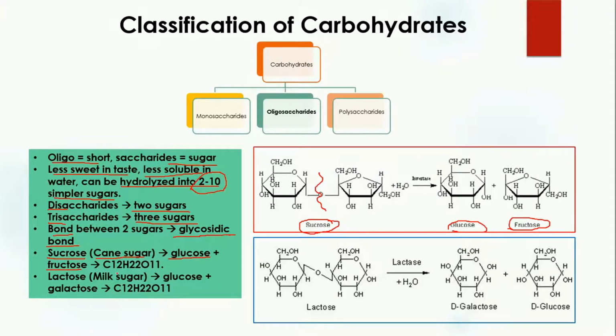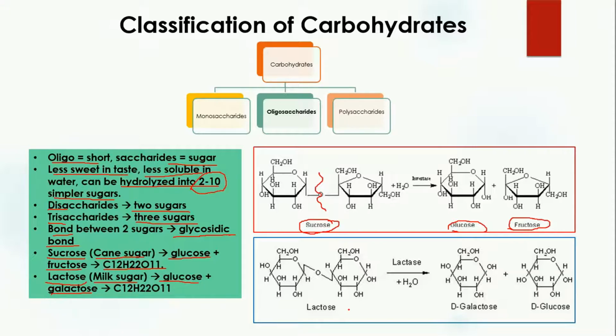The formula of sucrose is C12H22O11, and the normal sugar which you use in your home is sucrose, or the table sugar. Another example of oligosaccharide is lactose. Lactose is a milk sugar because it is present in milk. It is made up of glucose and galactose.